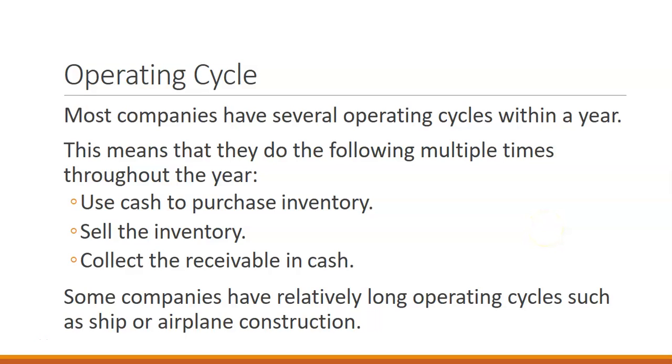Most companies have several operating cycles within a year. The operating cycle is the time from when we purchase inventory to when we receive cash for the sale of that inventory. Some companies have very long operating cycles and others have very short operating cycles. It just depends on our industry.